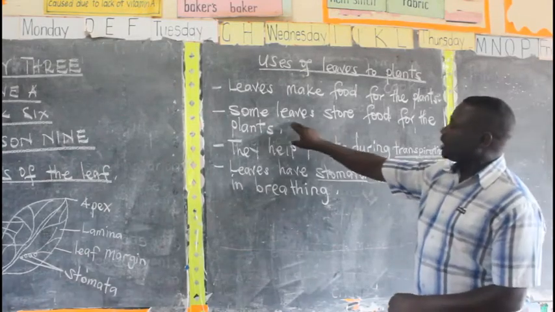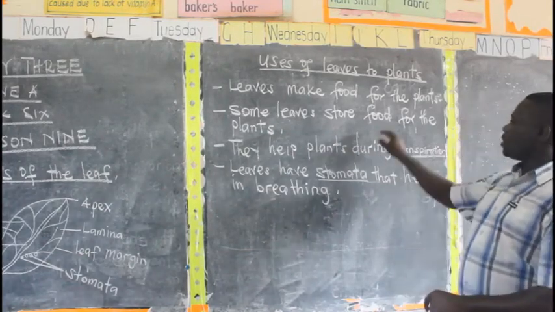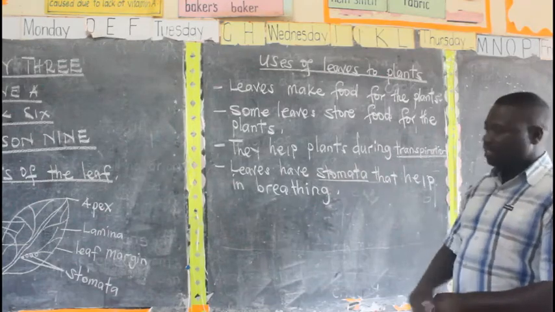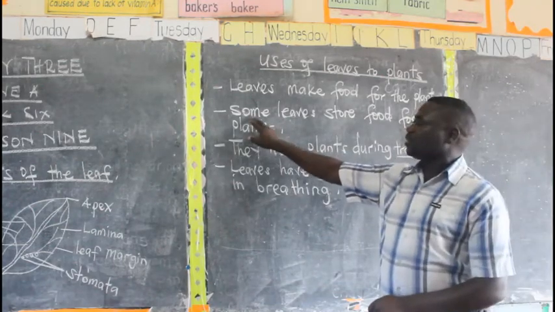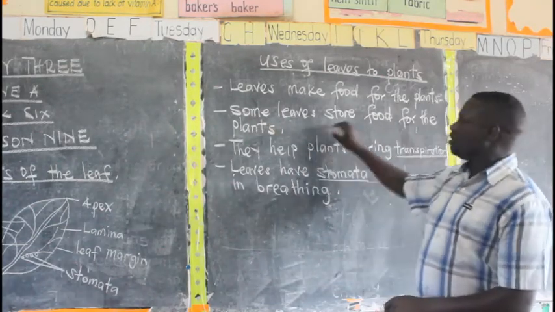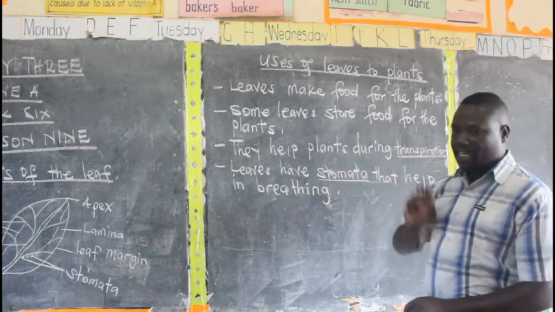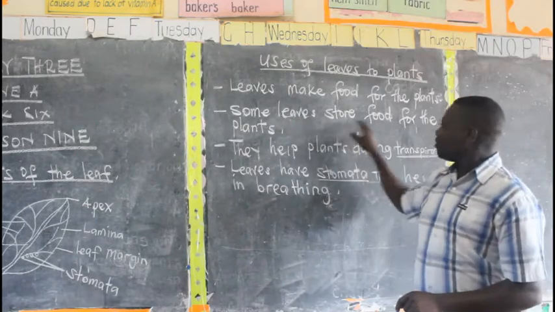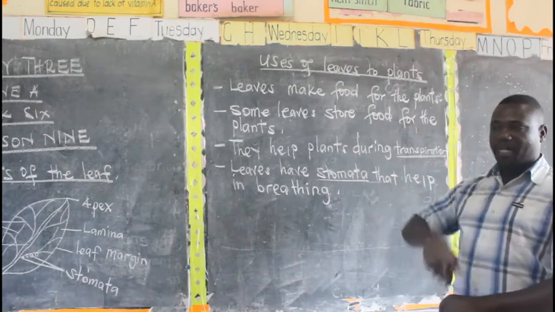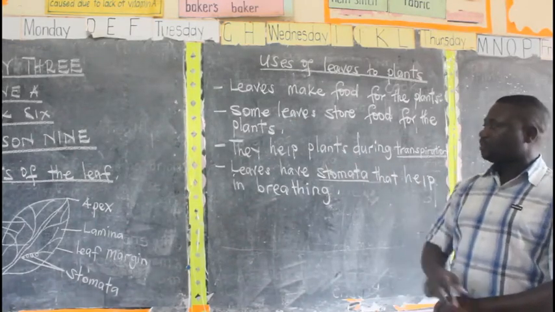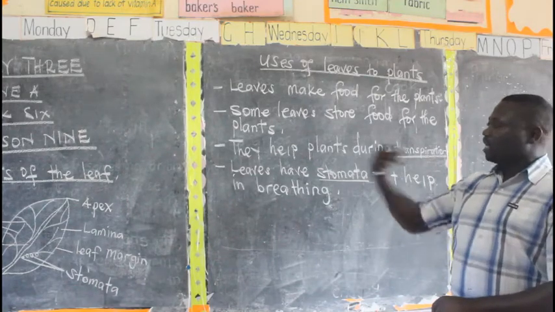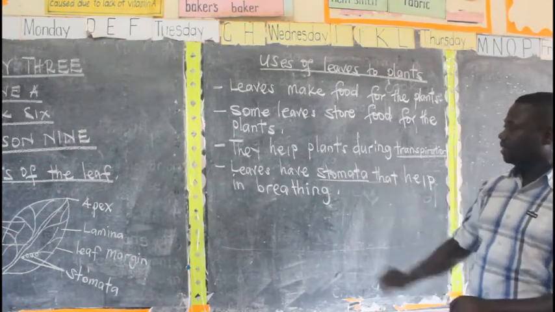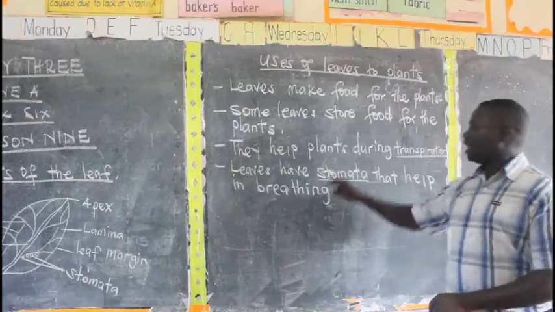And we are moving to point number 2. Some leaves store food for the plants. We are using the word some because not all leaves store food for the plant. Just some specific leaves store food for the plants. After baking, then they store. Subsequently, a plant now uses that food. Number 3, they help plants.